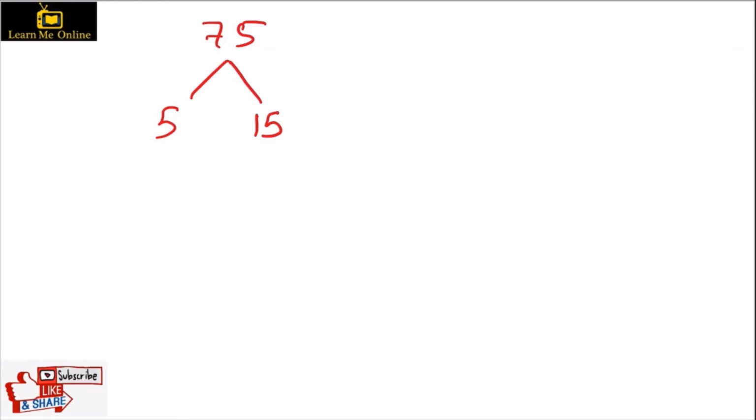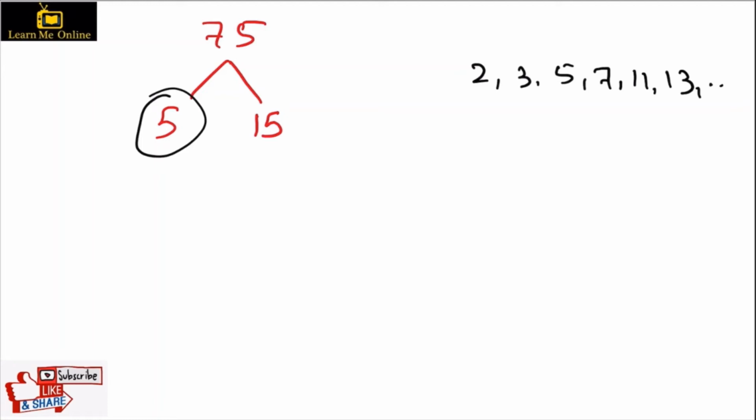Again, I'm writing down the list of the prime numbers here. So it's 2, 3, 5, 7 and 11, 13. These are the first few prime numbers. Now we're going to see, is 5 a prime number? Yes, 5 is a prime number, so I'm going to circle it. 15 is not a prime number because it is divisible by 3 and it is divisible by 5.